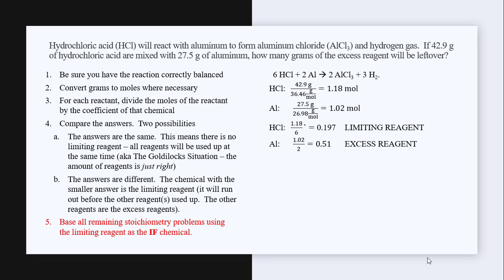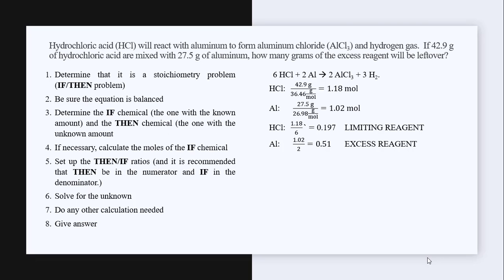Now, you may be asked to proceed further in the stoichiometric problem, and in that case, the limiting reagent is the "if" chemical. And here you are asked for the grams of excess reagent being left over, so we have to go do some stoichiometry. So here are the 8 steps for doing a stoichiometry reaction. First, determine that it is a stoichiometry problem, and we've already done that.